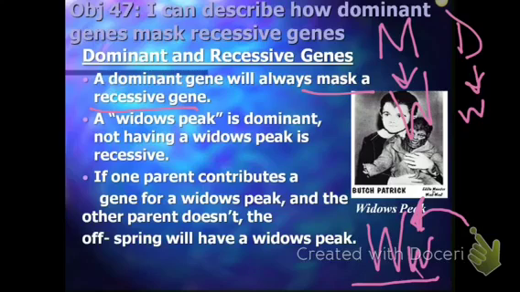So if this is their genotype, what's going to show up is the person will have a widow's peak. Okay? If the dominant gene, if the capital letter is present, then that gene will show up. We will do this more in class. We're going to talk about it more. I know it's a little bit confusing because you've never done this before.